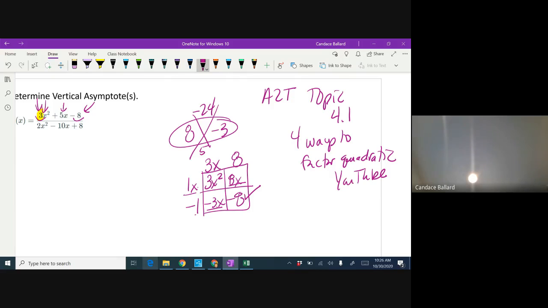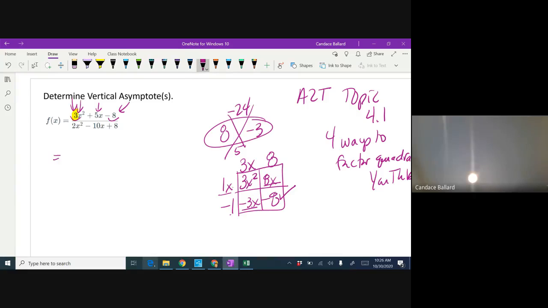I don't know why I picked one with a leading coefficient today, but I did. All right, so I know that my factors are 3x plus 8 times x minus 1, which we really haven't done any calculus yet, right? We're just doing algebra right now.